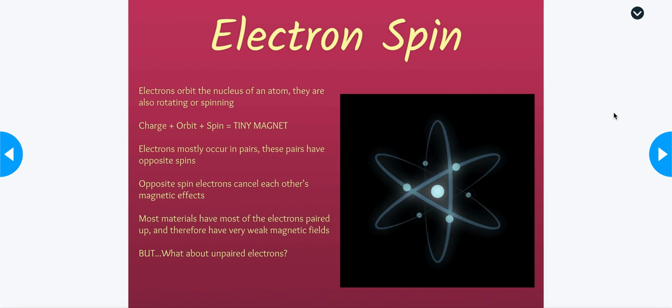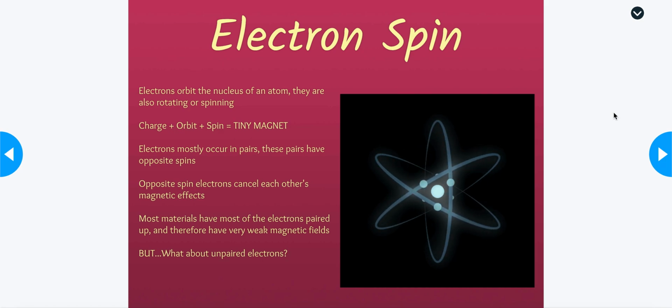So let's start off with this. We're going down to the very basic level, the most base unit of matter, and that is the atom and its subatomic particle, the electron. Hopefully you remember, electrons orbit the nucleus of an atom, which means they are in motion, and they are also rotating or spinning. When you combine the fact that electrons have a single negative charge, are in orbit, and are spinning, this makes an electron a tiny little magnet.